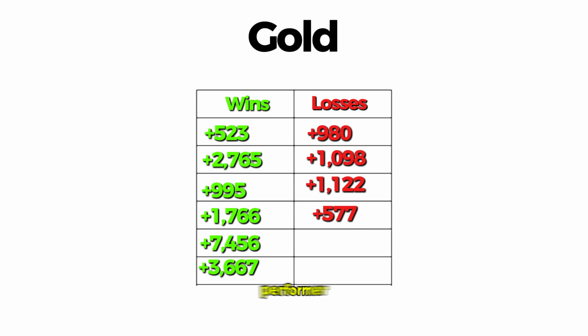Now that looks like the lowest performer of the 3, but think about it. 60% win rate with a 2-to-1 risk to reward ratio makes you money consistently over time.